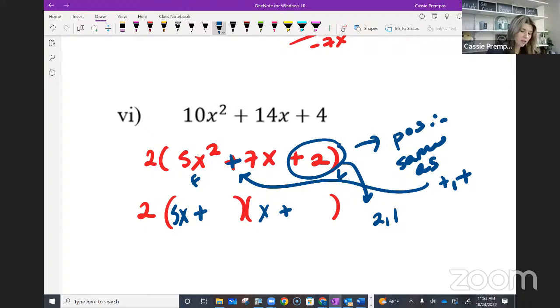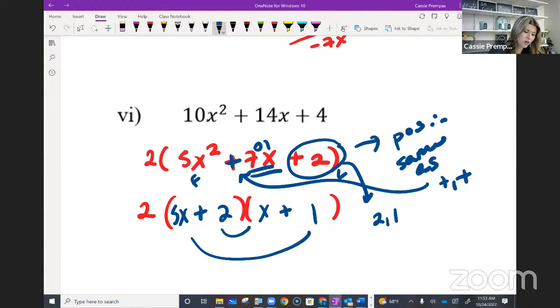Let's see if we can get lucky. Let's say we put a 2 here and a 1 here. Now you're not checking the original, you're checking this one. So does 5x plus 2x equal 7x? Yeah, so we got it. And that's it. 2 times quantity, 5x plus 2 times x plus 1.